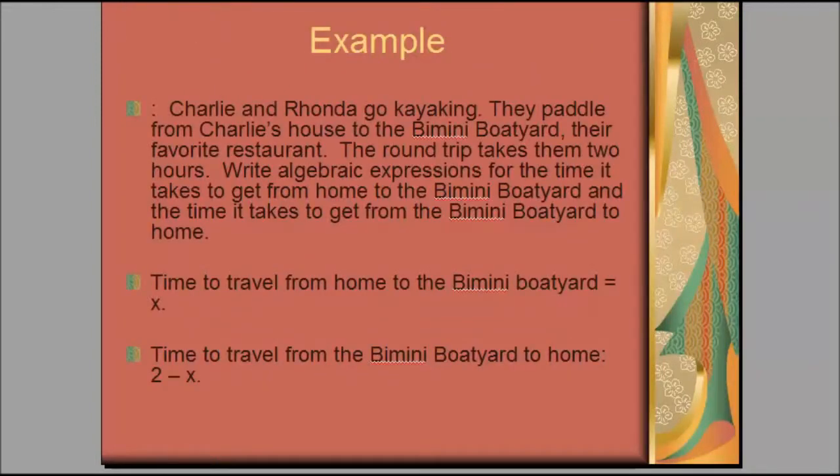Here is another example. Charlie and Rhonda go kayaking. They paddle from Charlie's house to the Bimini Boatyard, their favorite restaurant. The round trip takes them 2 hours. Write algebraic expressions for the time it takes to get from home to the Bimini Boatyard and the time it takes to get from the Bimini Boatyard to home. The time to travel to the Bimini Boatyard we can just call x. Because the total time traveled for the round trip was 2, the time to travel from the Bimini Boatyard to home is 2 minus x.